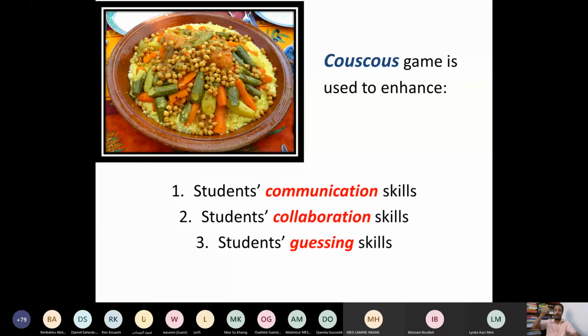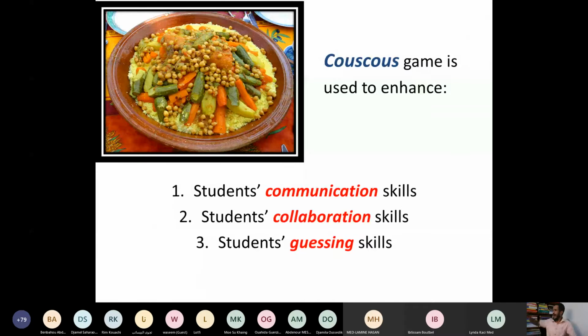You see, now let's go back to the most important about this one. Couscous game is used, number one, to enhance students' communication. There is communication between teacher and students. Number two, collaboration. And number three, guessing. Why collaboration number two? Because once I finish, I'm going to tell my students to work in pairs.